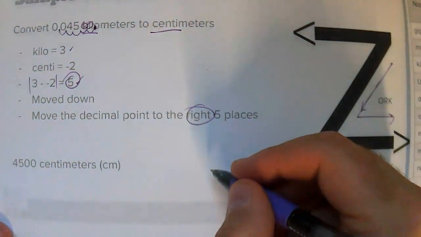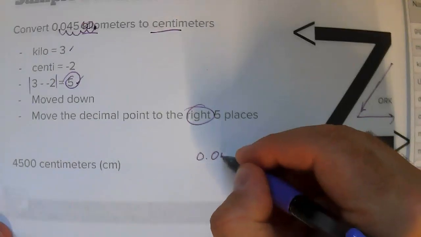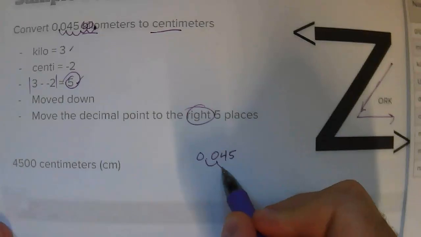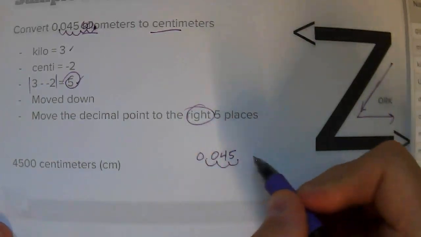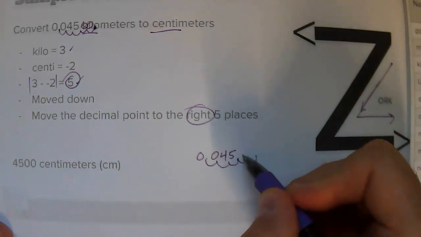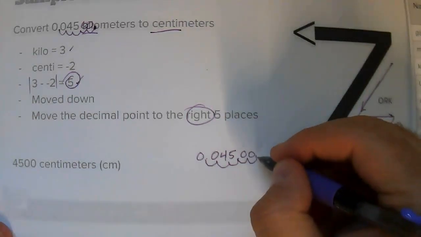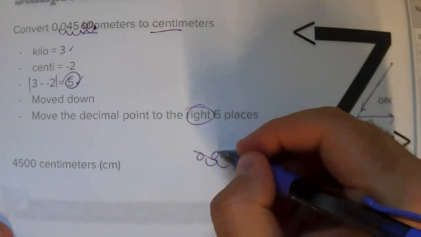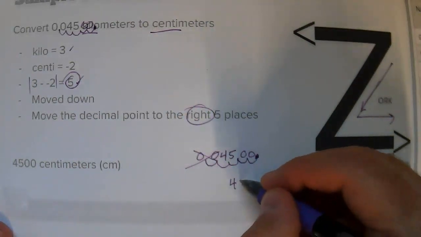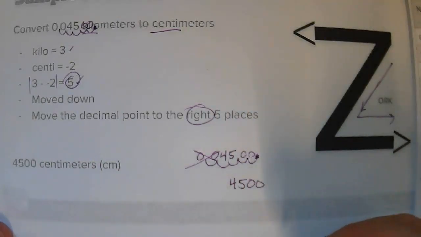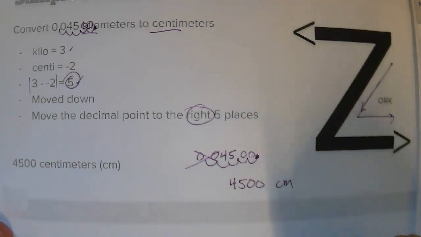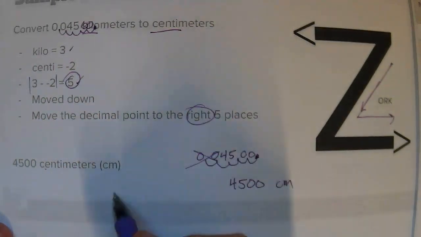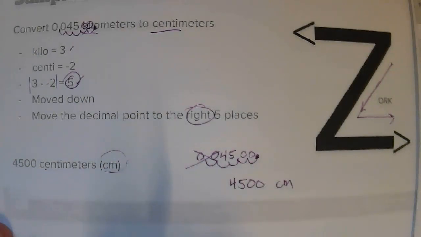Let me clarify that. We have 0.045, and we're going to move the decimal 1, 2, 3. Now we don't have any more numbers, so we're just going to keep moving it, but we're going to add zeros, and now we get that here. We don't need to put the zeros in front, so we get 4,500 centimeters. Now if you wanted to keep the unit, that's fine. If you wanted to abbreviate the unit, that is also fine.